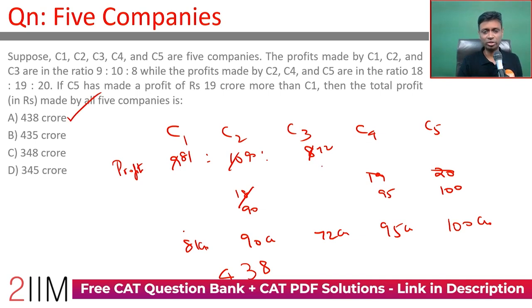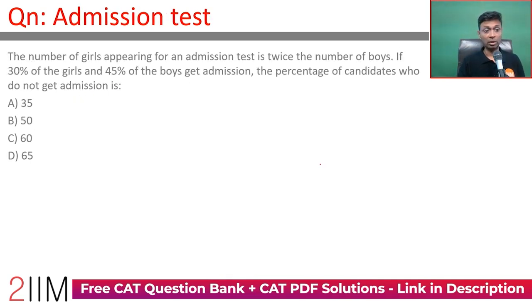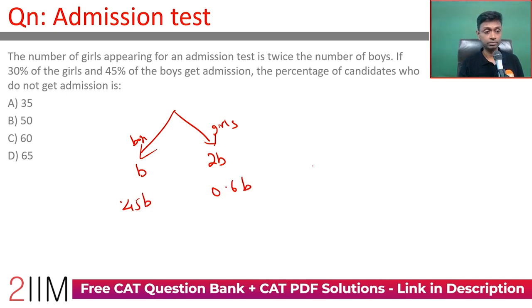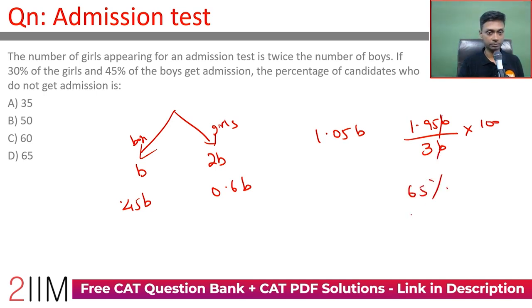Just transitioning two systems of two sets of ratios. The number of girls appearing for an admission test is twice the number of boys. So boys, twice the number of boys. If 30% of the girls and 45% of the boys, 0.45B and 0.6B get admission. So 1.05B get admission. The remaining 1.95B do not get admission. As a percentage, 1.95B by 3B into 100, which is 65%. 65% do not get admission.